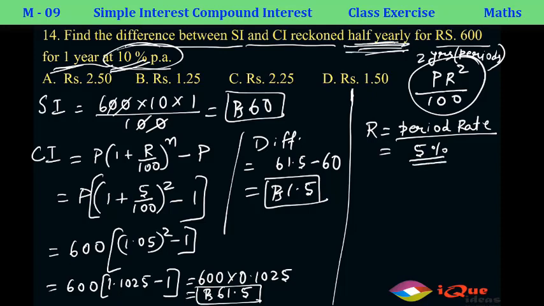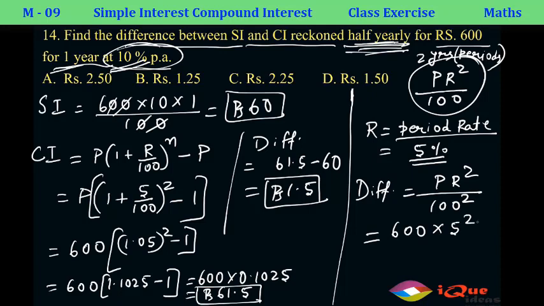So we can directly apply the same formula and the required difference will be equal to PR square upon 100 square. Alright. So let's calculate it. P is 600. R is 5. So 5 square divided by 100 square is 100 into 100.